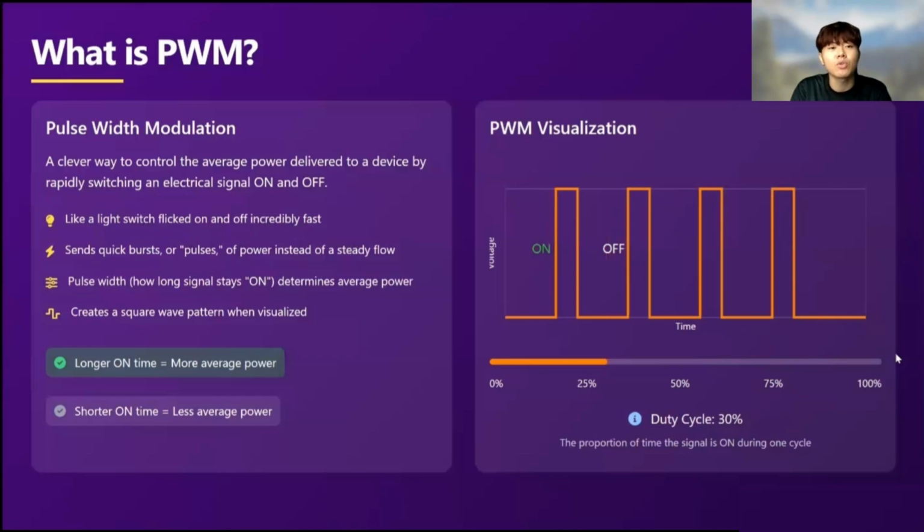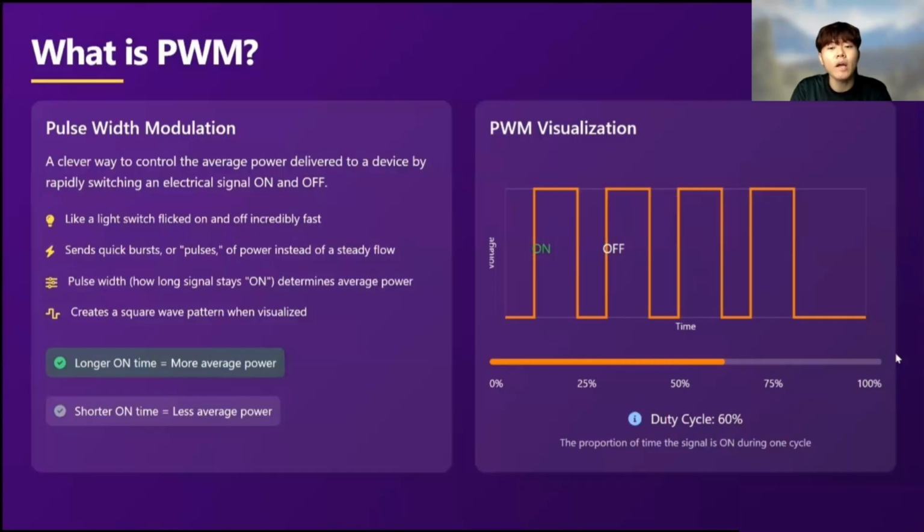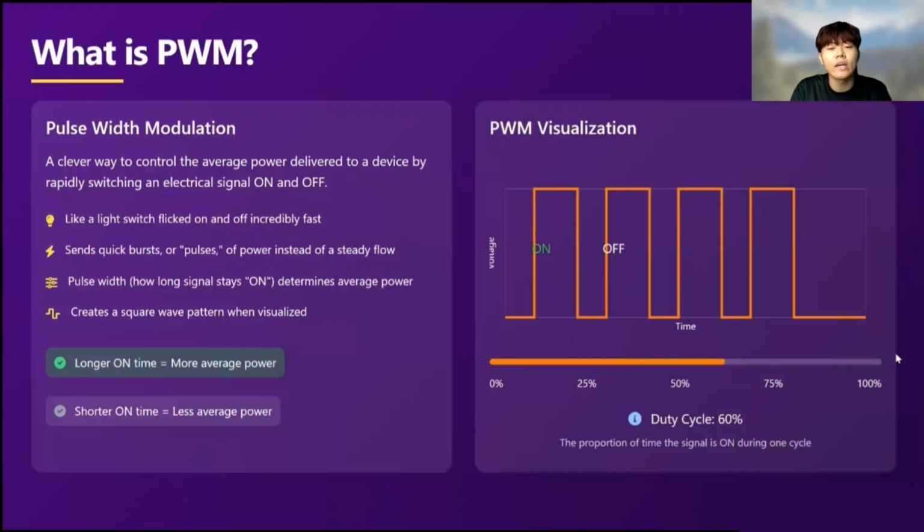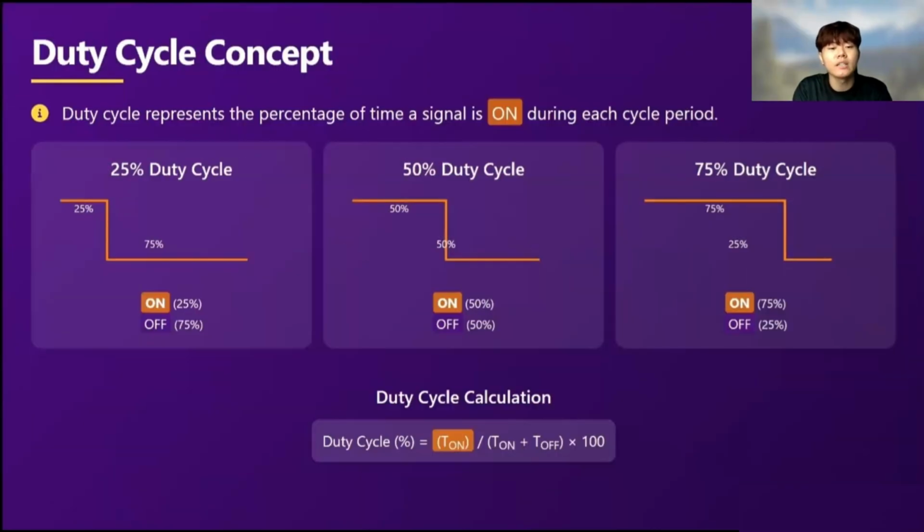Because PWM switches between on and off states, the waveform appears as a square wave. As shown in the visualization, increasing the duty cycle increases the pulse width. As mentioned earlier, the key concept in PWM is the duty cycle. The duty cycle refers to the percentage of time the signal remains on during one complete cycle. A higher duty cycle delivers more power, while a lower duty cycle delivers less power to the load.